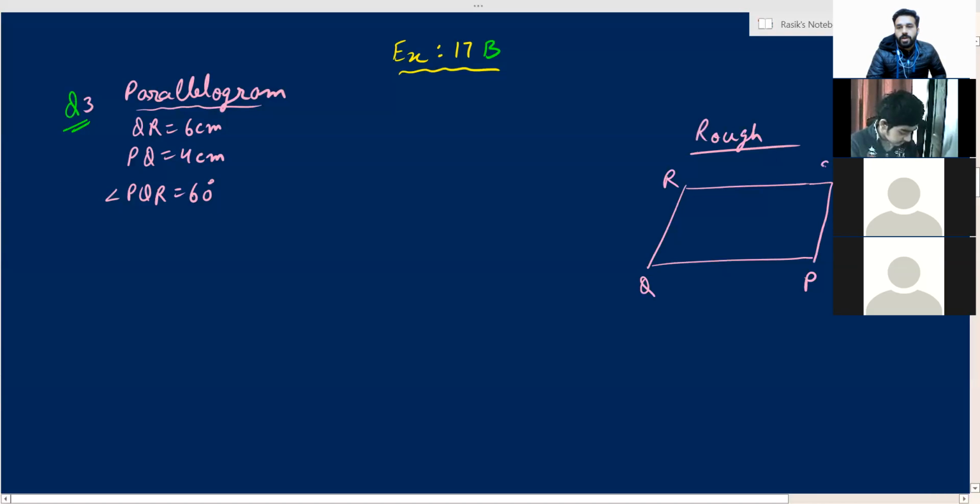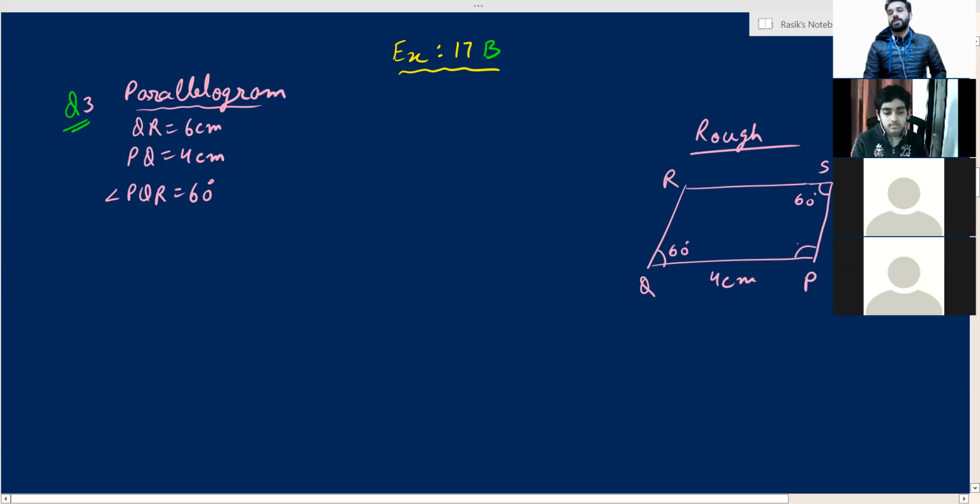So this is PQRS. I'm going to draw it like this. Angle Q will be 60. The side PQ is 4 centimeters. If angle Q is 60, angle S will be 60. Opposite angles of a parallelogram are equal. We are using the properties like I told you when we started the chapter.